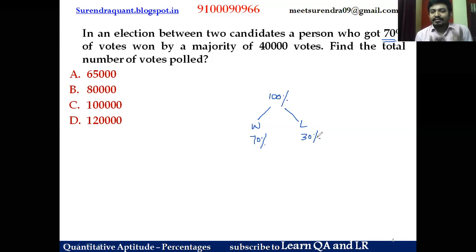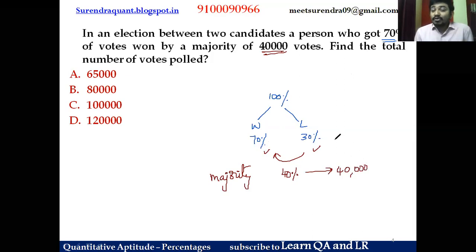Now we know that the majority in terms of numerical is 40,000 votes, but what is the majority in terms of percentage? Winner got 70, loser got 30. The difference is majority as per our understanding. So the difference is 40%. So 40% is majority, and that majority is given as how much, friends? Here 40,000. So if 40% of votes is 40,000, the total votes polled are 100%, right? So then 100% is what?